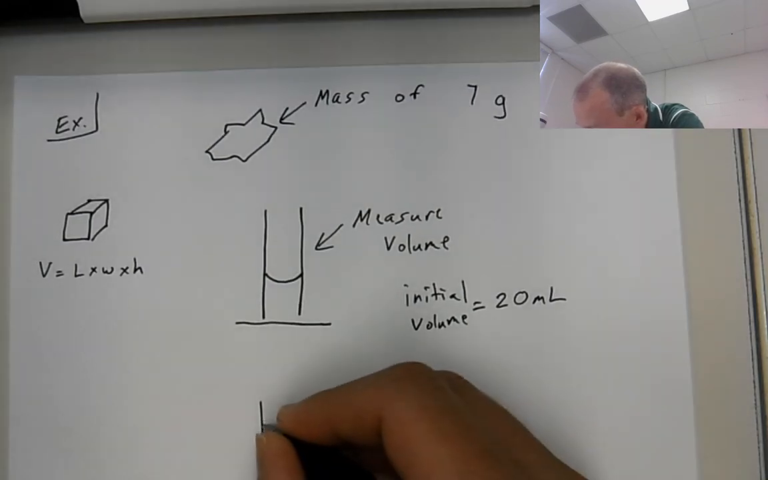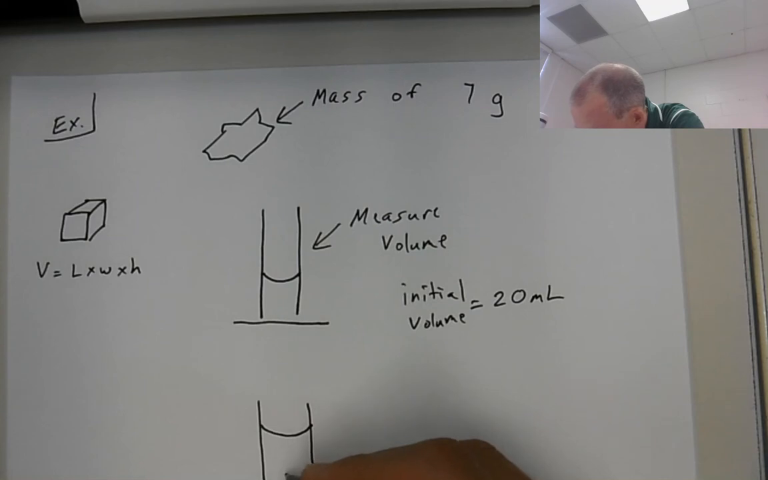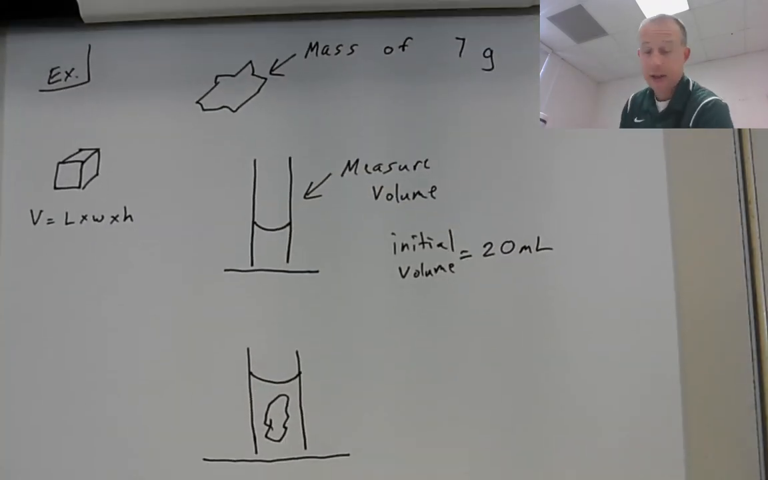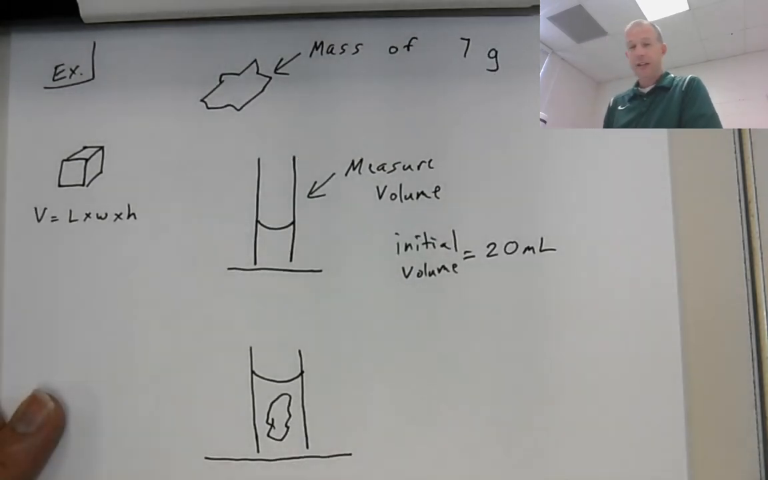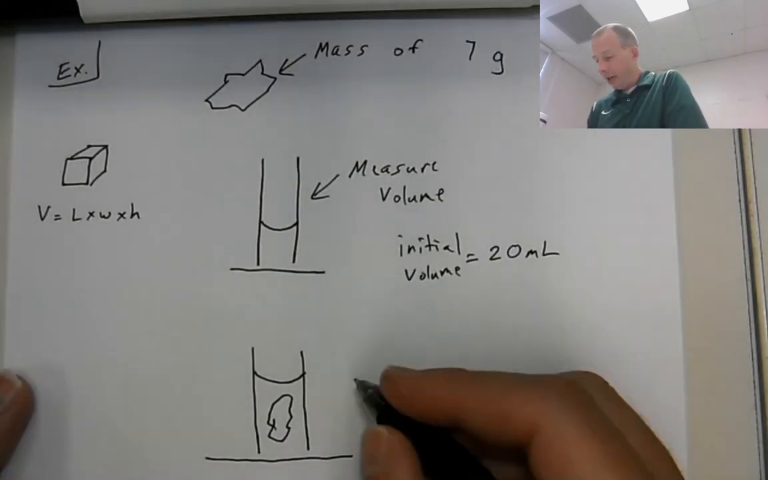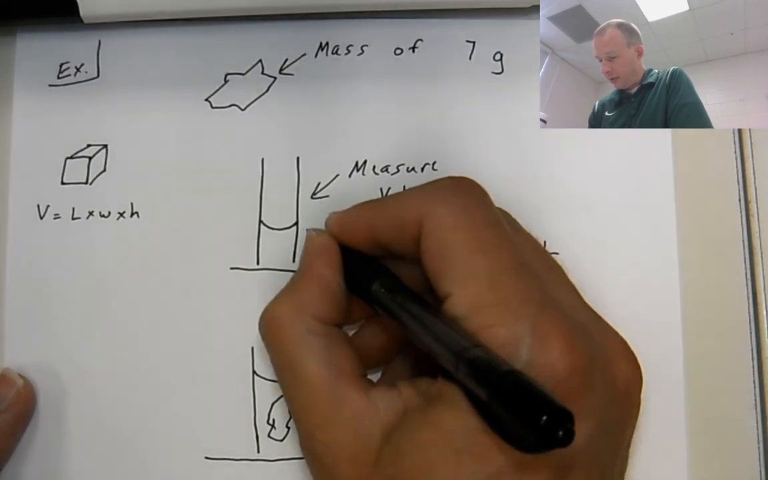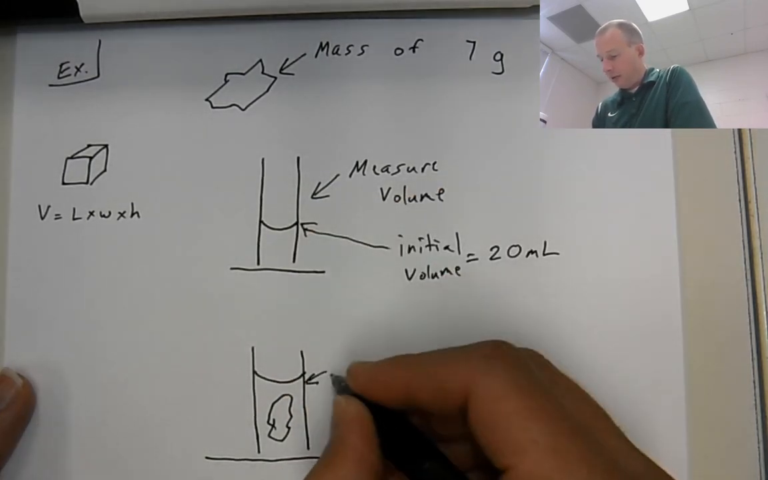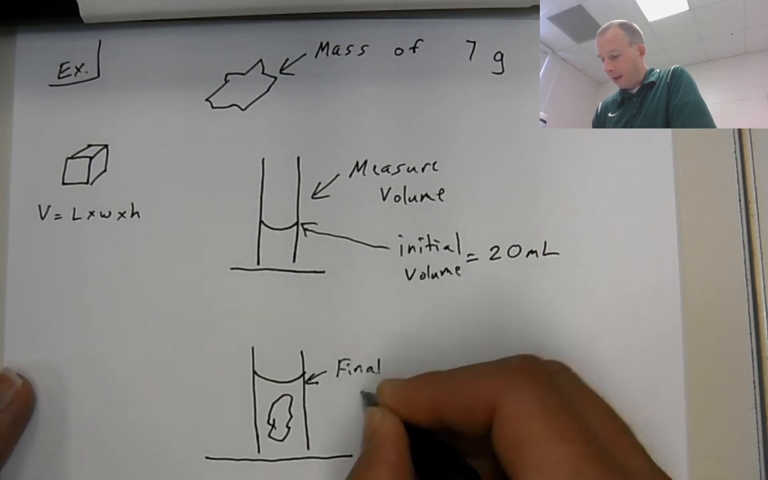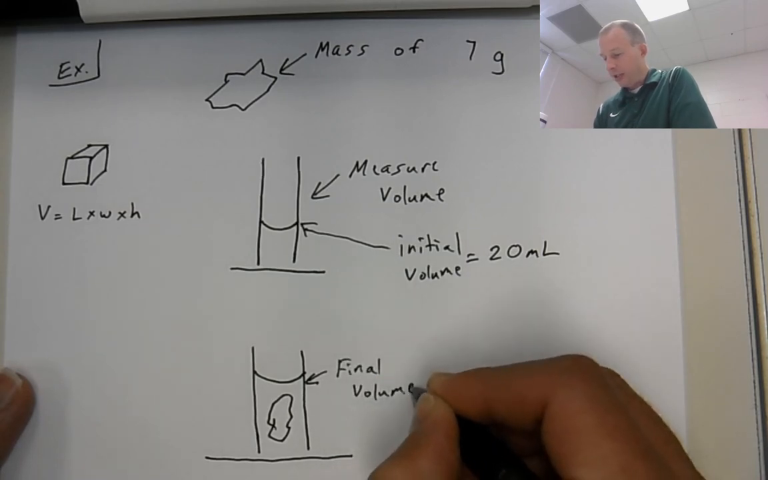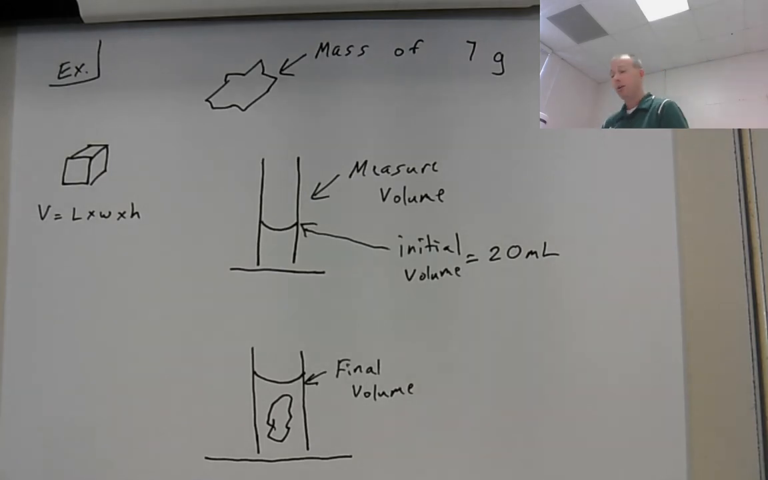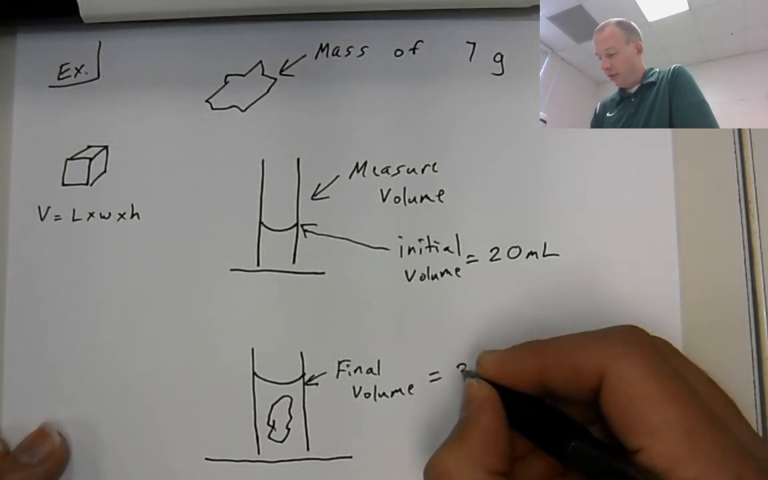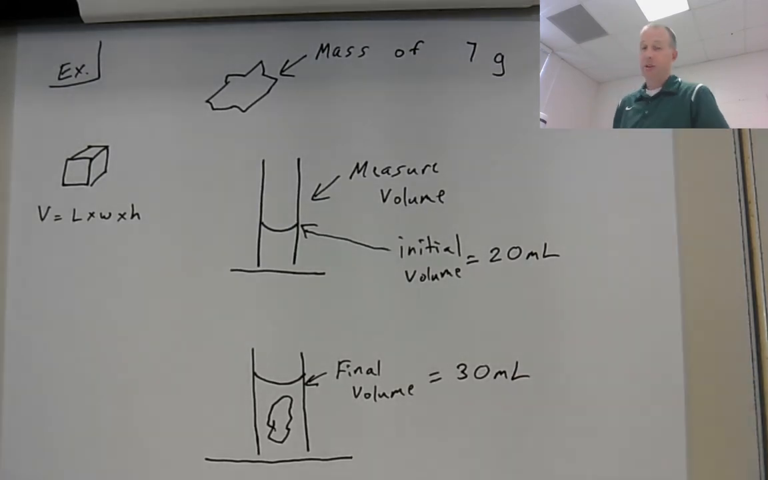We now have, it's higher, and you now have your, that's supposed to be the same object. I don't know. You now have your object in there. But now, this was the initial volume, 20. And now we put it in there, and the final volume, after we put the object in there and it's completely covered in water, is now equal to, we'll say, 30 milliliters. Keep it really simple with the numbers.